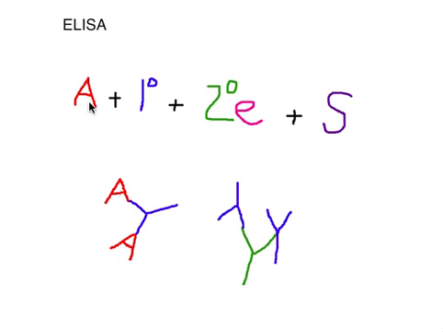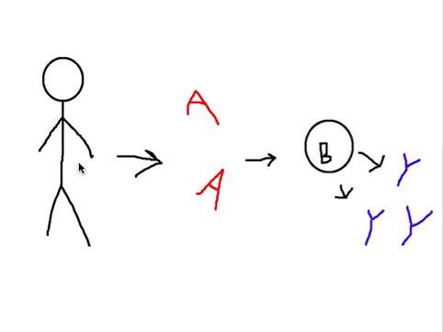So you have antigens, a primary antibody, a secondary antibody, which then binds to the primary antibody, and the secondary antibody will usually be labeled with some sort of enzyme, and then you have a substrate. So here we have the primary antibody binding to the antigen, and then here we have the secondary antibody binding to the primary antigen.